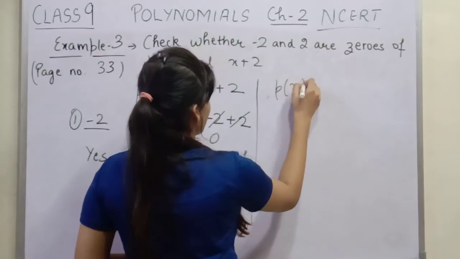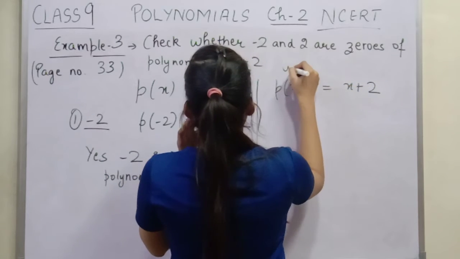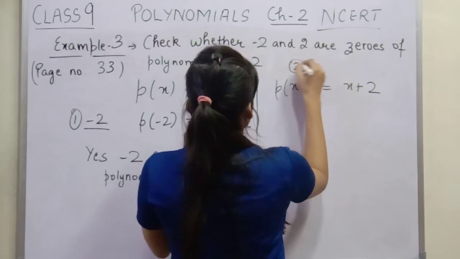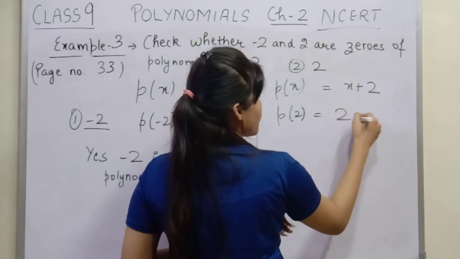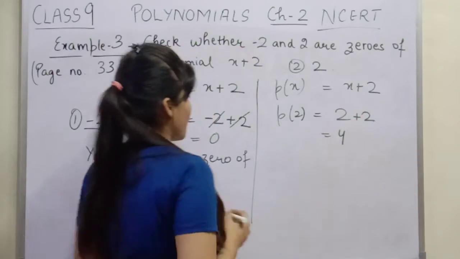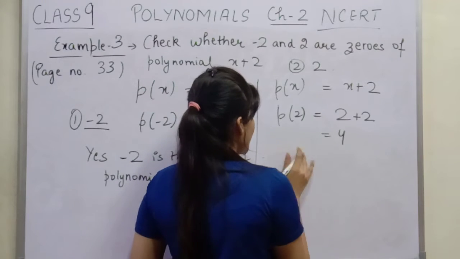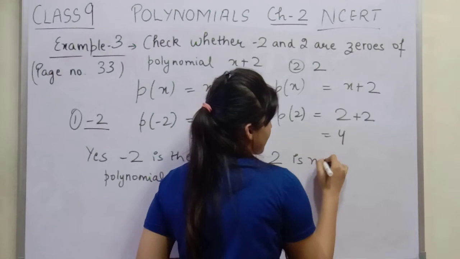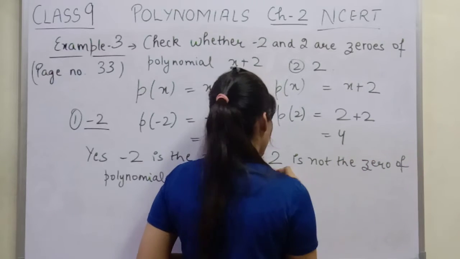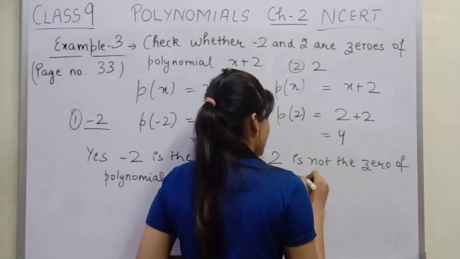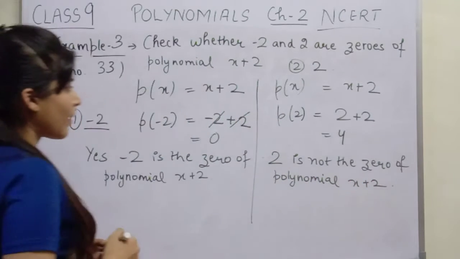Now let's check at px equals to x plus 2. अब हम चेक करेंगे सेकेंड पार्ट क्या है, प्लस 2 पे, ठीक है. So at px equals to 2 we have 2 plus 2 which is 4. अब यहाँ पे 0 नहीं आया. It means that 2 is not the zero of the polynomial x plus 2. I hope I am clear now.